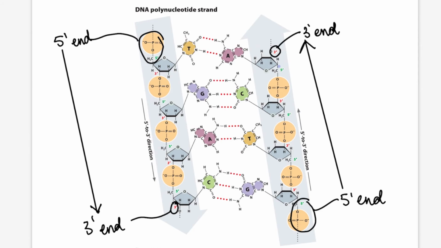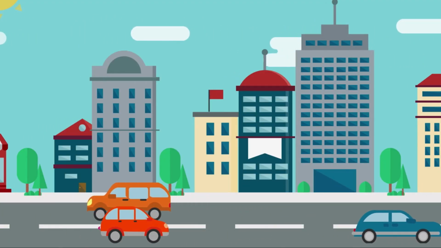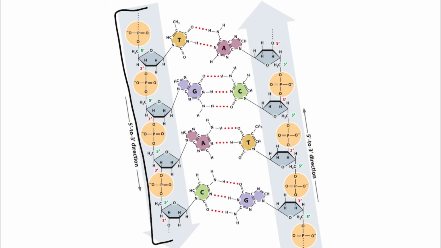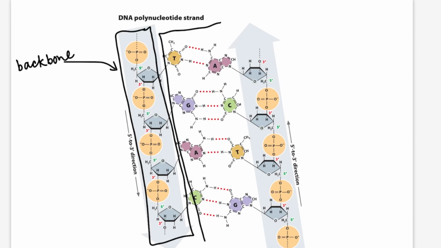And you can think of antiparallel directionality like a road where the 2 sides of the street have opposite directions of traffic. And the third and final characteristic of DNA is that the phosphate and sugar groups of the nucleotides are going to form this backbone. And the backbone is going to be on the outside, while the bases are going to be on the inside of the 2 strands. And this makes sense because the 2 strands of DNA are held together by the hydrogen bonds of the base pairings.